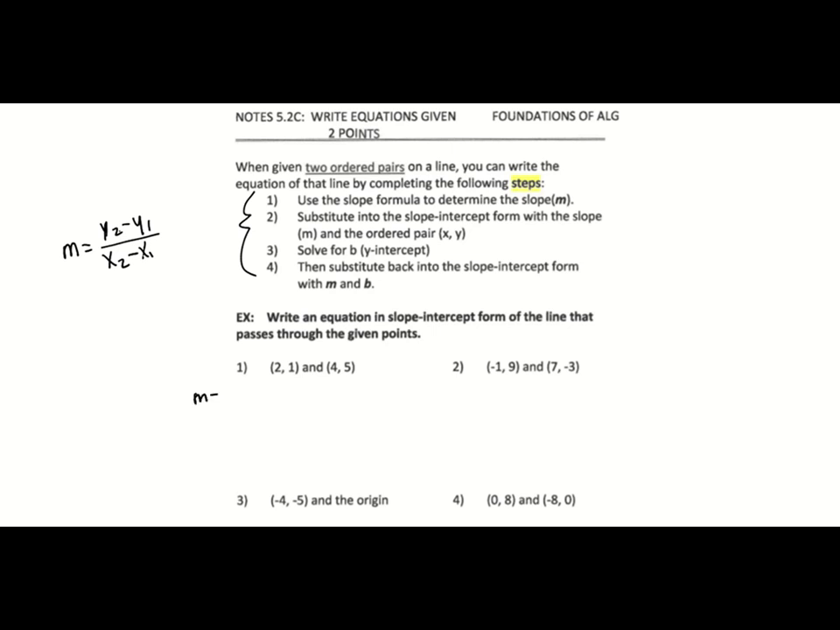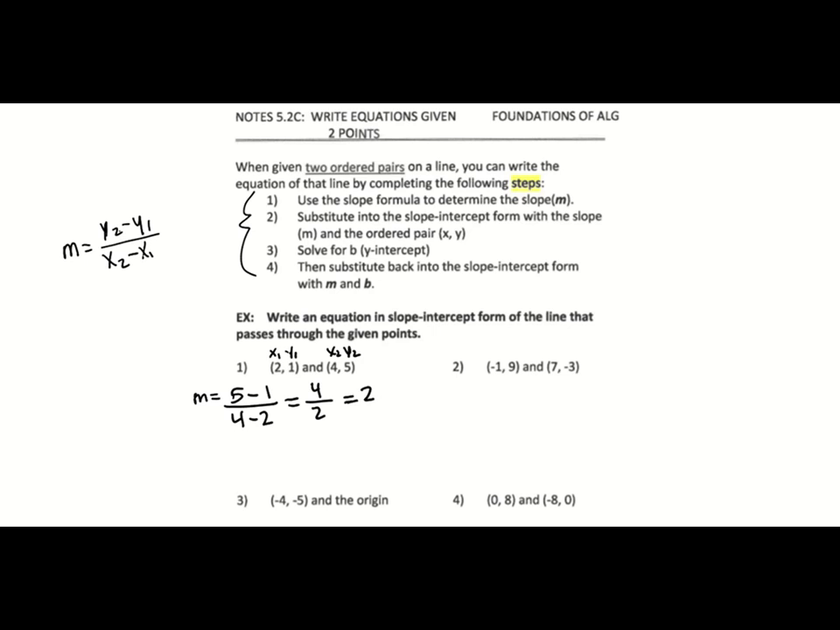M equals, we have x1, y1, x2, y2. Okay, we have y2 is 5 minus 1 over 4 minus 2. 5 minus 1 is 4. 4 minus 2 is 2. That gives us a slope of 2.